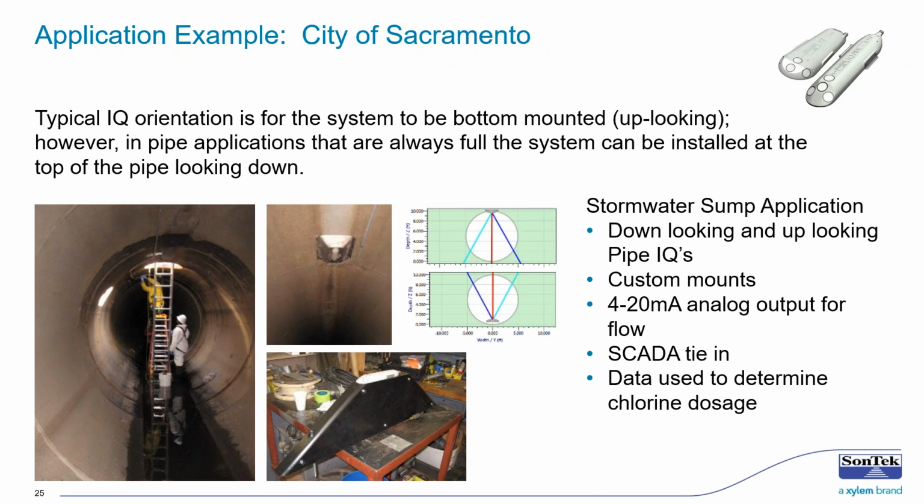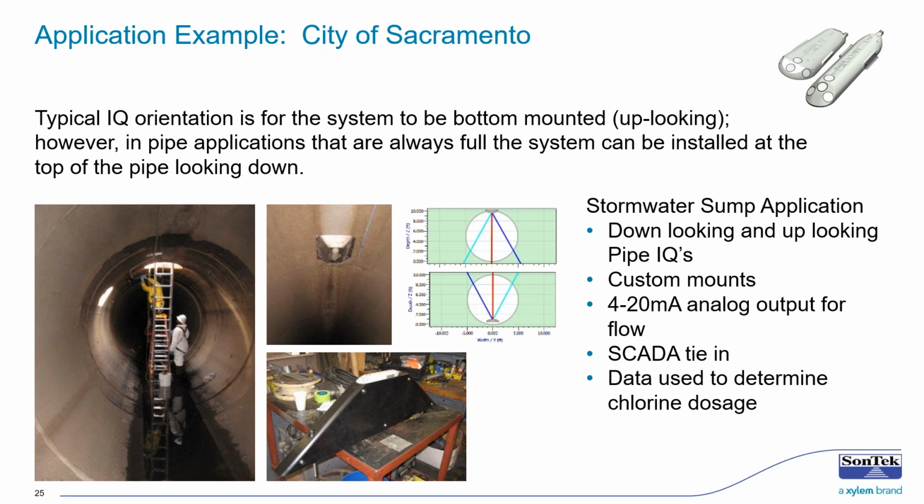So we're going to talk about some application examples, and we're going to start actually with an application by the city of Sacramento. And this is a very interesting application. It was actually a stormwater sump, and the final goal of actually using the IQs was to determine a chlorine dosage every time they had to run this sump.